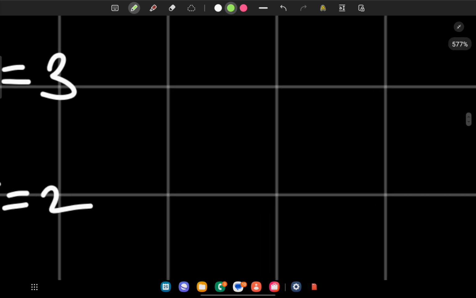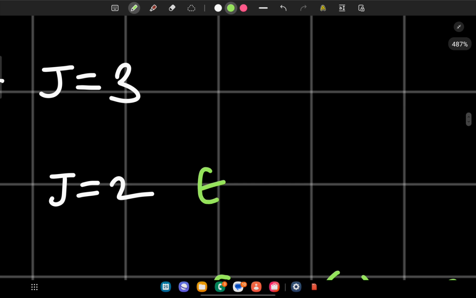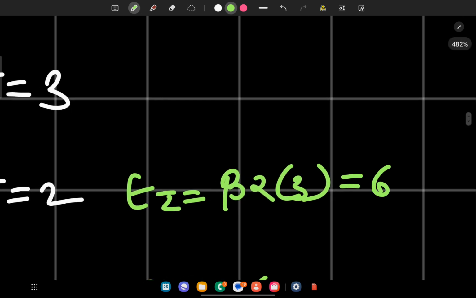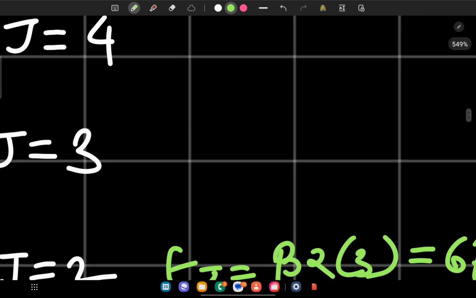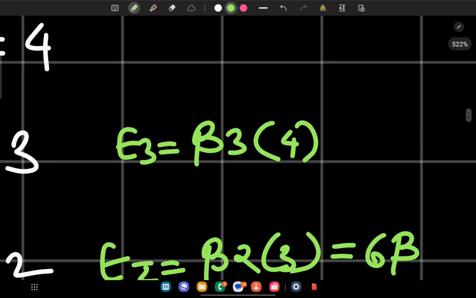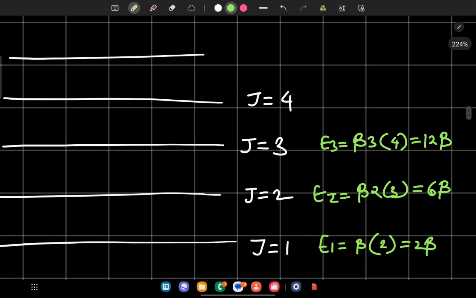Then if J equals 2, E2 is equal to beta into 2 into 3, so it will be 6 beta. For J equal to 3, it will be beta into 3 into 3 plus 1, which is 4, and 4 threes are 12 beta. And it just goes on. That is how it works.